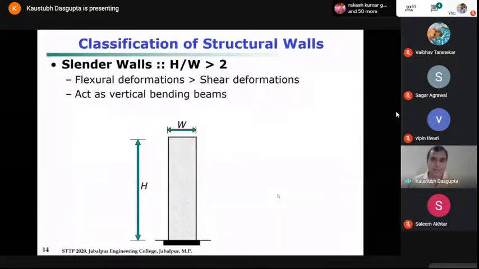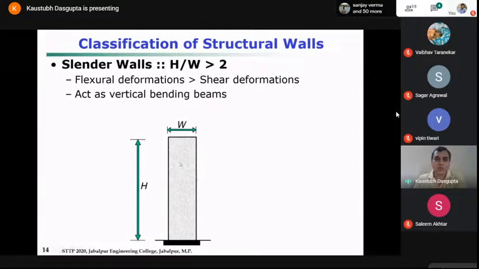Now let us look at the classification of your walls. As we had mentioned in the last class, yesterday's lecture, we have two categories of wall primarily. One is the slender wall, the other is the squat wall. The slender wall has this height to width ratio more than 2. Sometimes people say it should be more than 3 to have proper slender behavior. So they act like vertical beams, right? They are cantilever beams, because in isolation the wall is like a cantilever. It can have the lateral load.